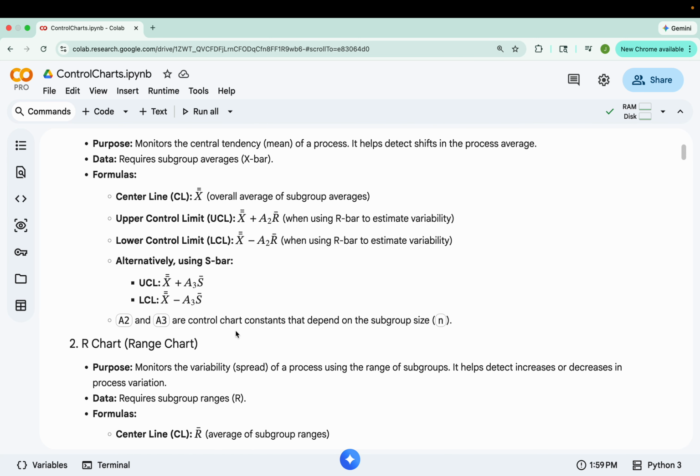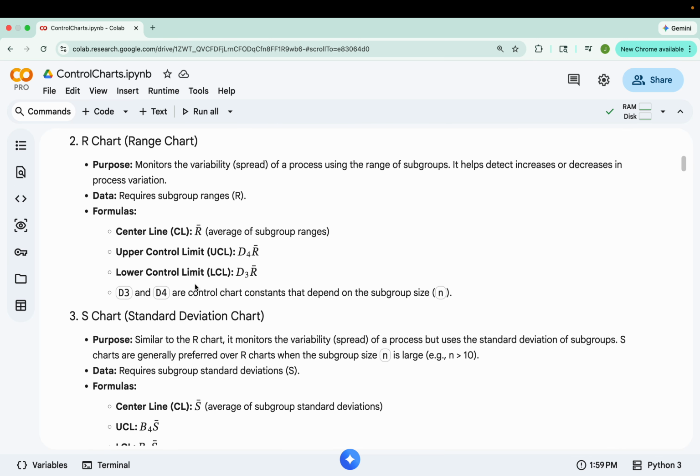Instead of using range charts for the X bar chart, you can use standard deviation. So, for example, you would calculate the overall average plus or minus A3 times S bar, the average standard deviation. Okay.